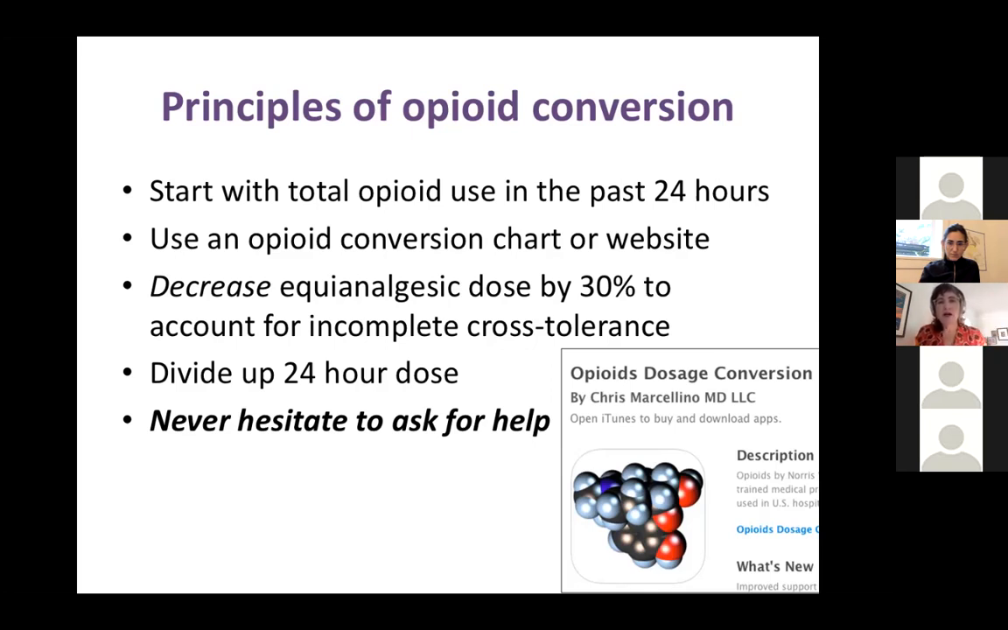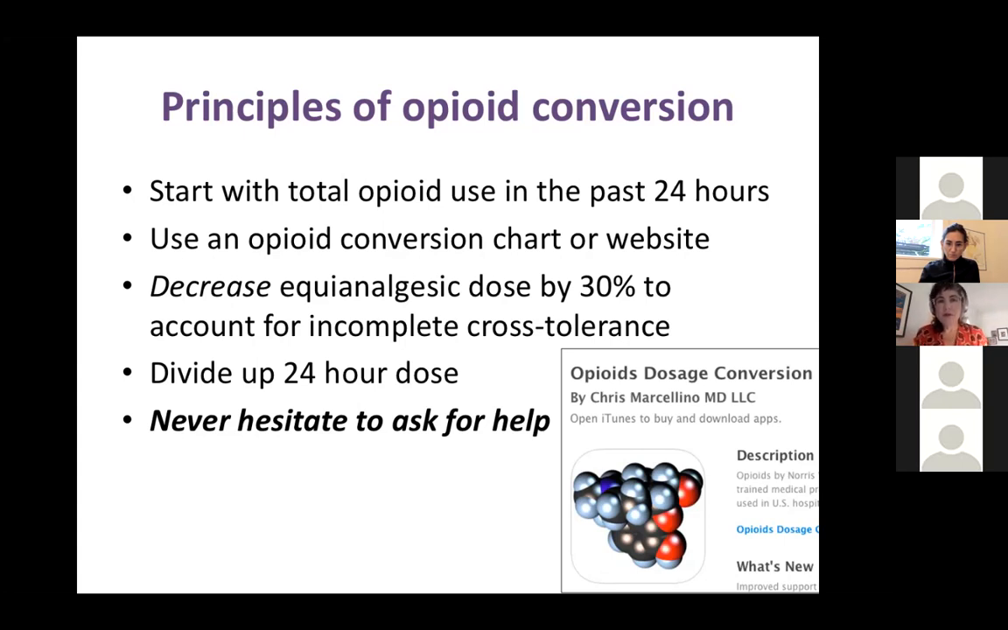You pull up your medication history in Epic, and you look at what they got in the past 24 hours. You use an opioid conversion chart or website or app. The one I like that I have on my phone is the one with, I think, a morphine molecule there. It's free and it's an easy to use app. So you put in the amount that they got in oxycodone. You click on something that says, I want to transition this patient to hydromorphone.